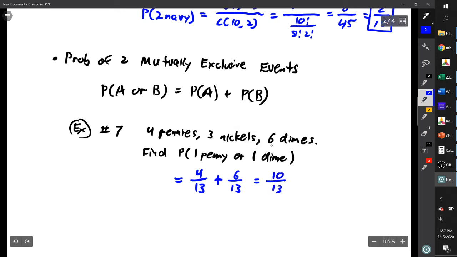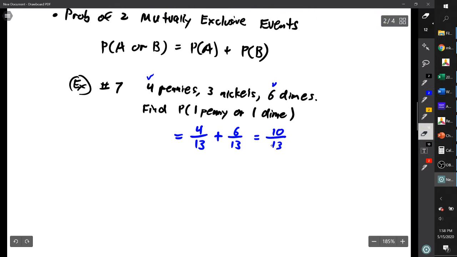Now you can also kind of look at it as, how many pennies and dimes do I have? Oh, I have 4 pennies and 6 dimes, so I have a total of 10 pennies and dimes out of how many total items? 13 total items. Again, you get 10/13. Okay?